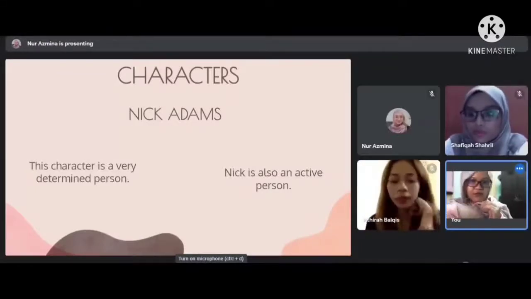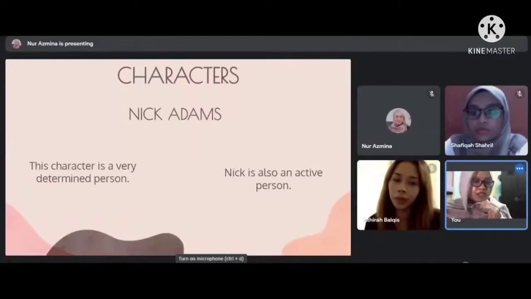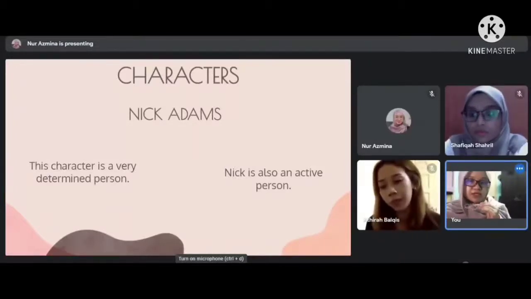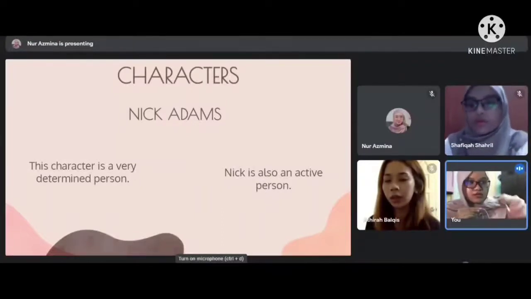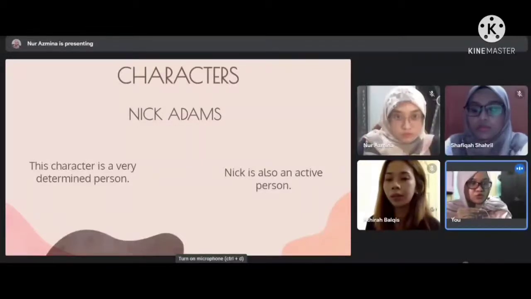in himself. And other than that, Nick is also an active person due to a particular scene where he was taking a short nap on the way to his journey to go to the one spot that he had targeted.